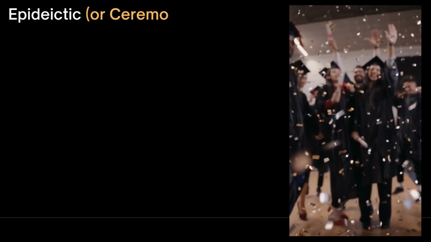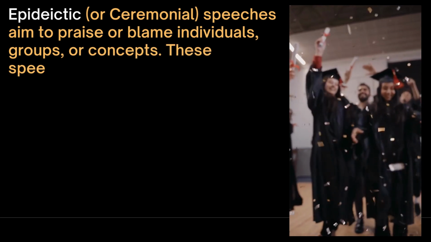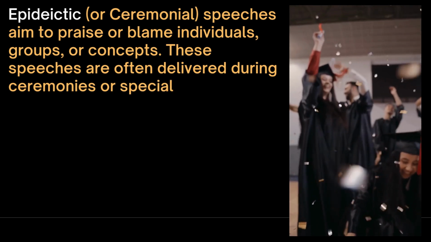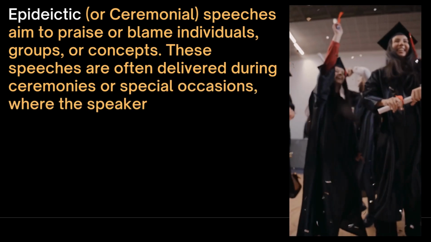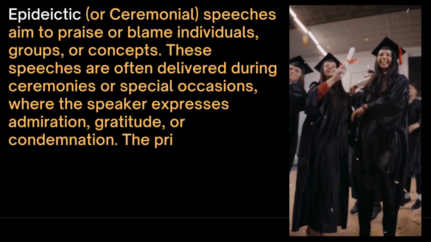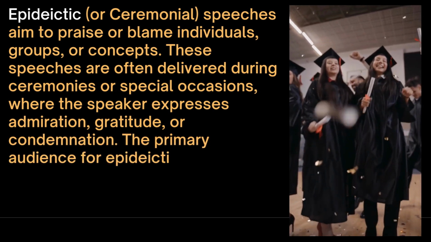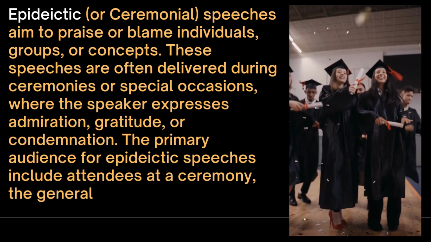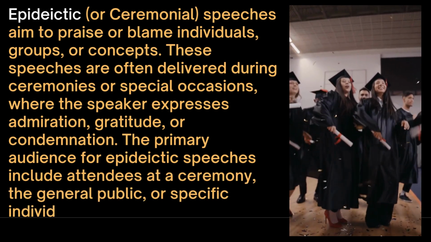Epideictic or ceremonial speeches aim to praise or blame individuals, groups, or concepts. These speeches are often delivered during ceremonies or special occasions where the speaker expresses admiration, gratitude, or condemnation. The primary audience for epideictic speeches includes attendees at a ceremony, the general public, or specific individuals being honored or criticized.